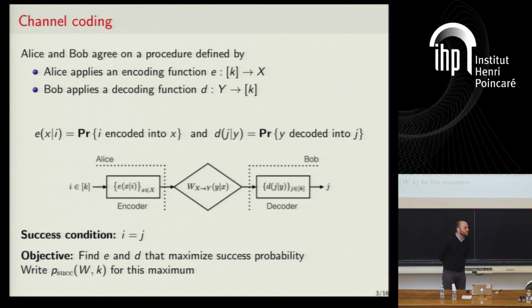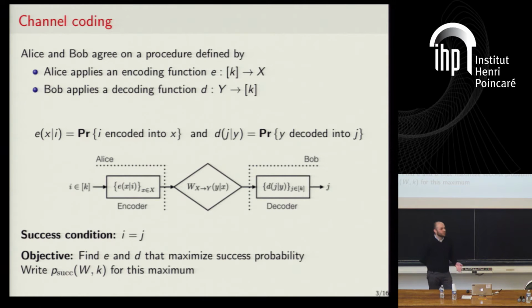What we'll do is Alice and Bob should agree on a procedure that is as follows. Alice applies some encoding function, which takes the message, a number between 1 and K, and outputs an input to the channel, which is an element in X. Okay, so this is the code, and of course Bob has to apply a decoder, which takes an output of the channel and maps it to a message.